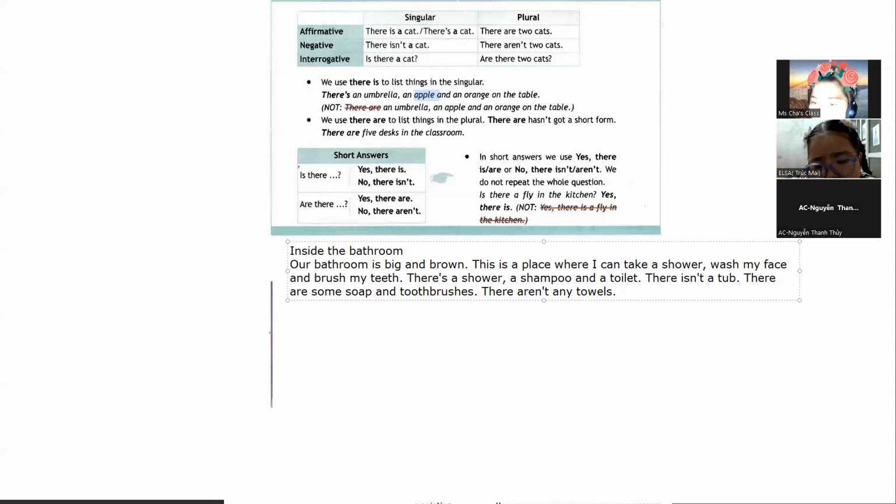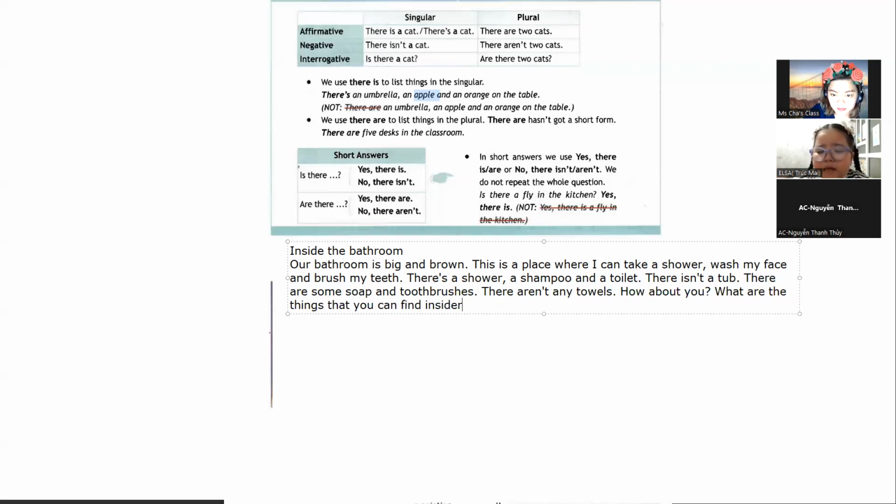All right. So our bathroom is big and brown. This is a place where I can take a shower, wash my face, and brush my teeth. How about you end it with your interrogative form? What are the things that you can find inside your bathroom?